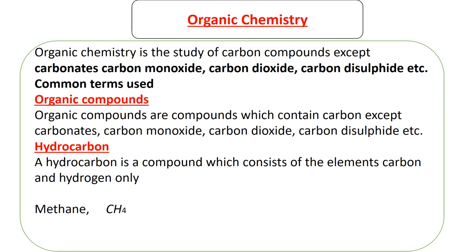So an example of a hydrocarbon is this compound called methane, whose chemical formula is CH4, made of 1 carbon atom and 4 hydrogen atoms. Then we also have ethene, which is made of 2 carbon atoms and 4 hydrogen atoms. As you can see, there's only carbon and hydrogen here, making these hydrocarbons. Then we also have ethane, which is made of 2 carbon atoms and 2 hydrogen atoms.